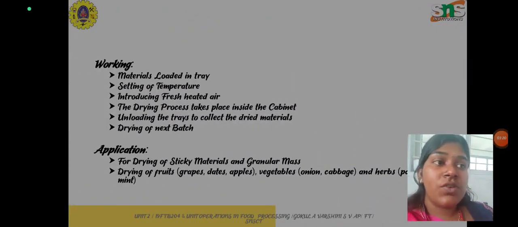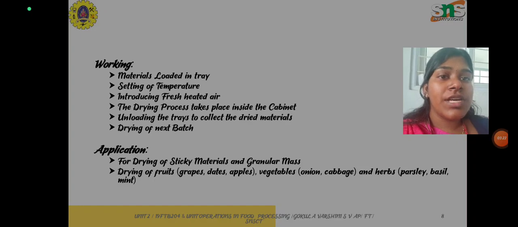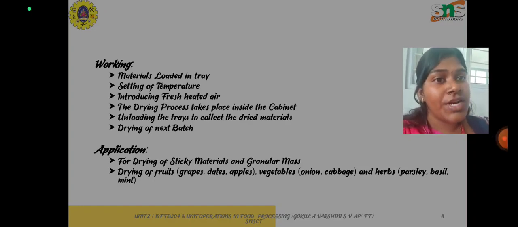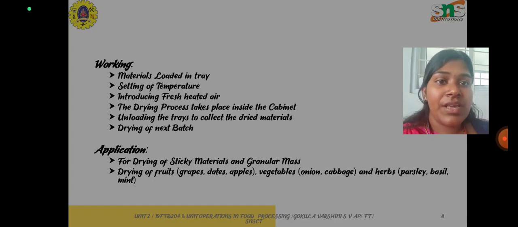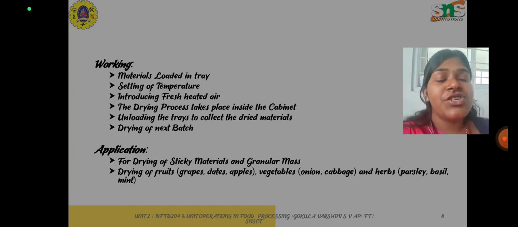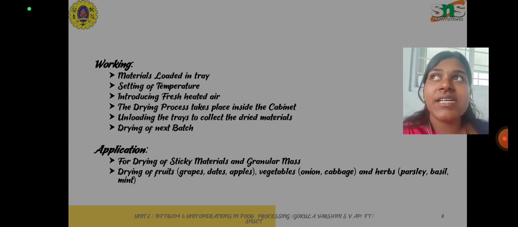So let us see about the working of it. In the working, first the material is loaded in the tray, and the temperature is set, and fresh air is introduced to the tray dryer, and the drying process takes place inside the cabinet, and then the trays are unloaded to collect the dried materials and drying of the next batch takes place. So mostly the tray dryer or cabinet dryer will be a batch type process only, and the loading and unloading of trays will either be manual or instrumental.